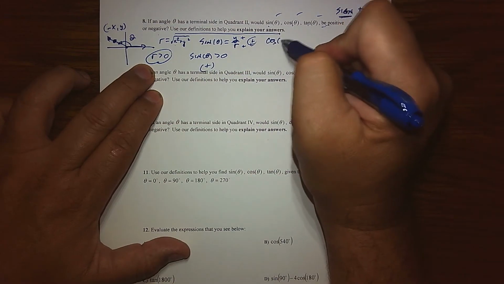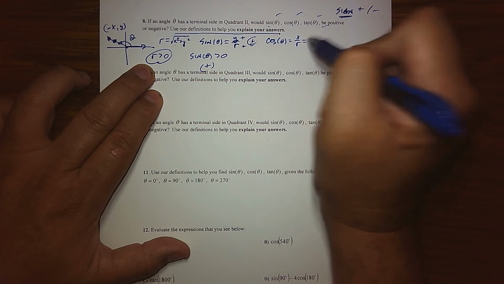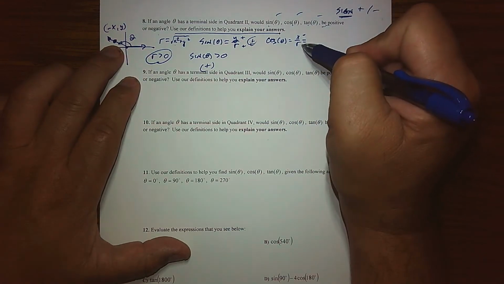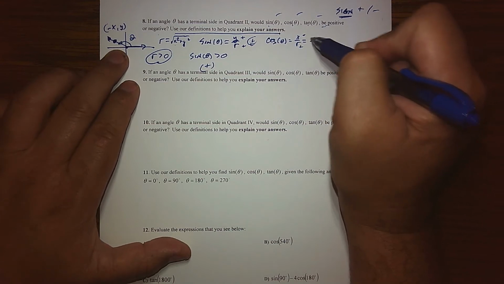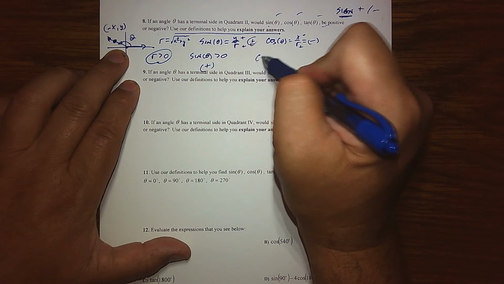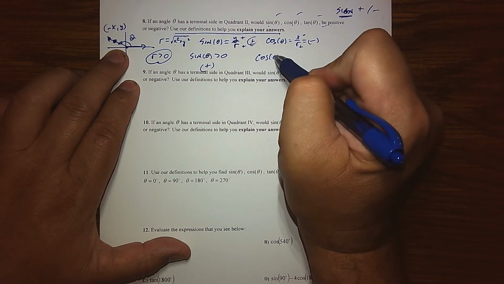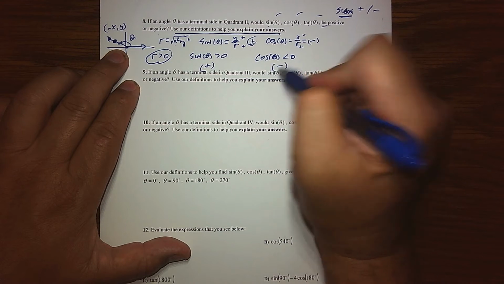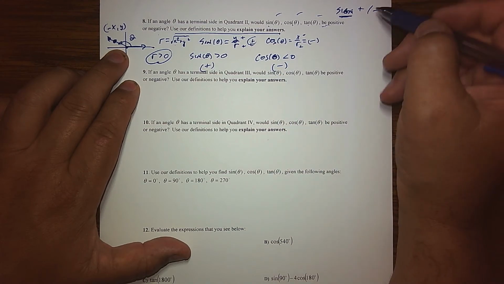What about the cosine of theta? By definition, it's x over r. In this quadrant, the x happens to be negative and the r happens to be positive. So I take a negative divided by a positive, and what we get is a negative value. So in this quadrant, the cosine of theta will always be less than 0. That's just another way of saying that cosine will be negative.